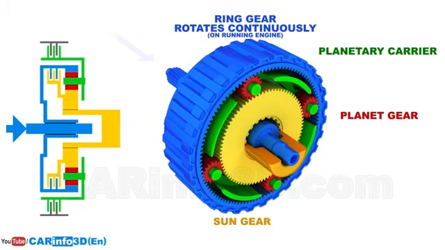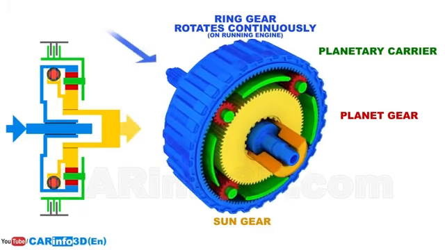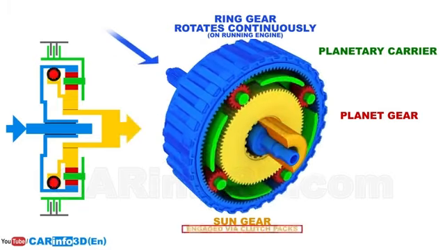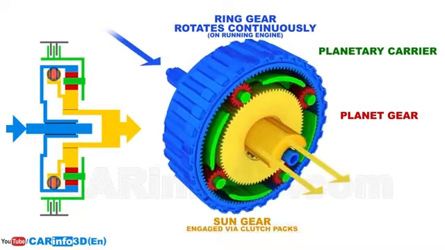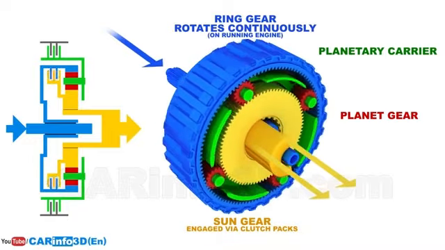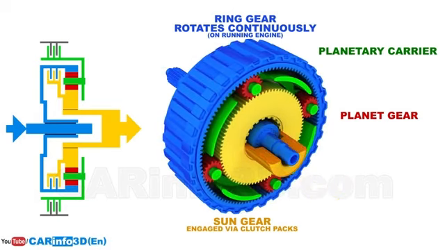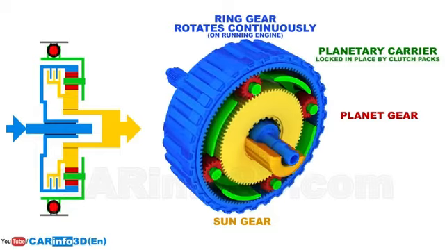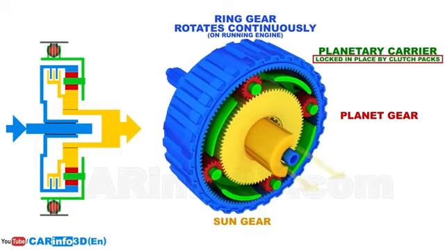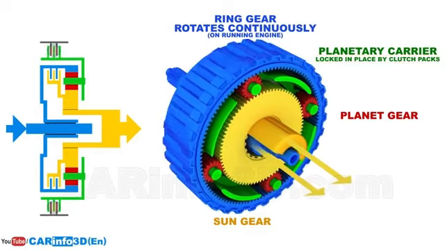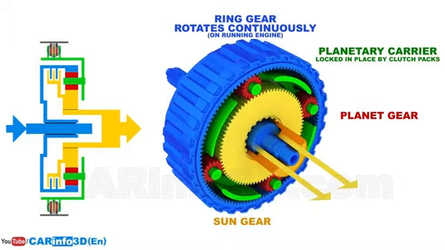When the forward gear is engaged, the ring gear continues to rotate, but this also engages the sun gear, and the force is then transferred to the driving pulley. When the reverse gear is engaged, the ring gear rotates still, but the planetary carrier becomes locked, allowing the force to be further transmitted, but in the reverse direction.